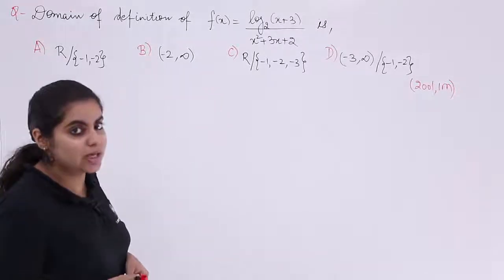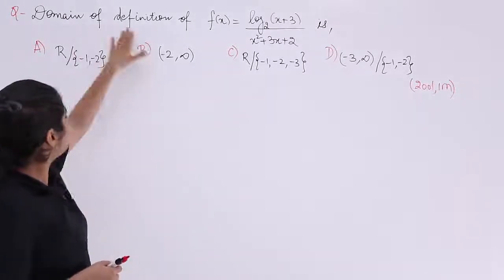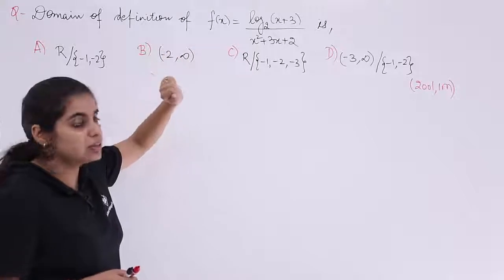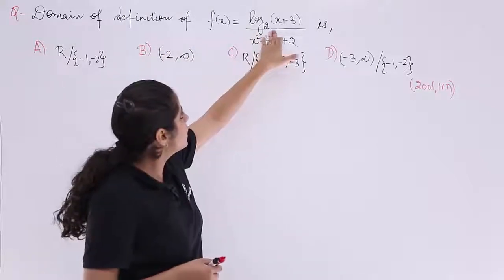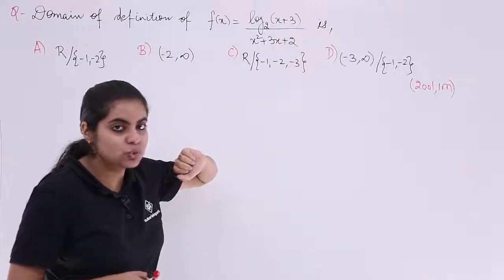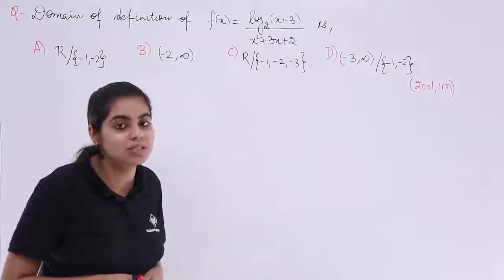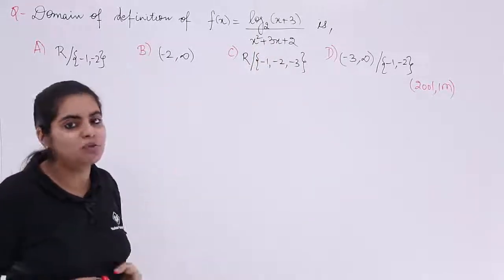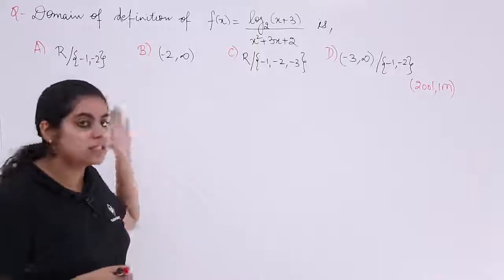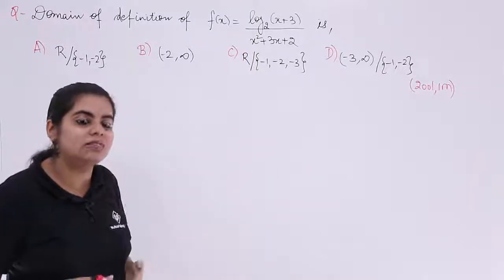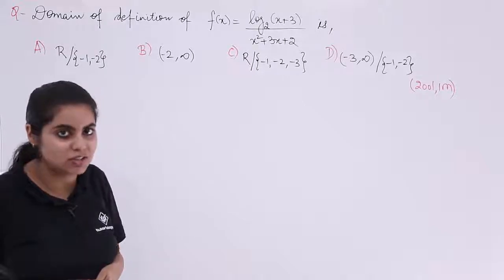Let's read the question together. The domain of the definition of the function log of x plus 3 to the base 2, and in the denominator we have x square plus 3x plus 2, is what? There are 4 options. We have to choose which one or more than one out of these options is correct.